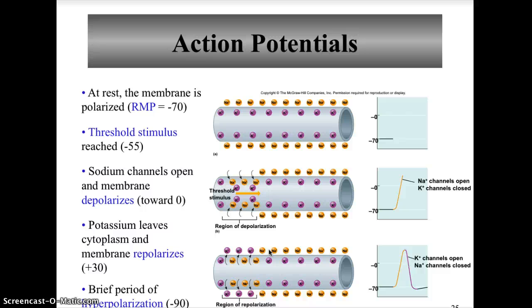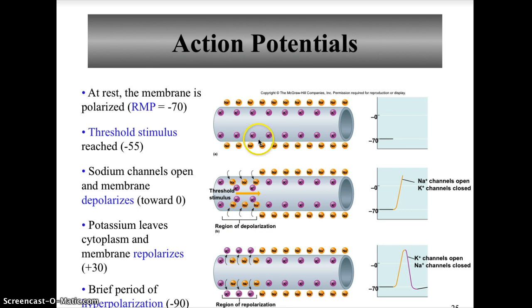And then what will happen is the potassium channels open while the sodium channels close, and then you start to repolarize the nerve cell, and that's when you're going to have that recovery back to the resting membrane potential of negative 70 millivolts. This all happens very quickly. It happens in about 1/1000th of a second.